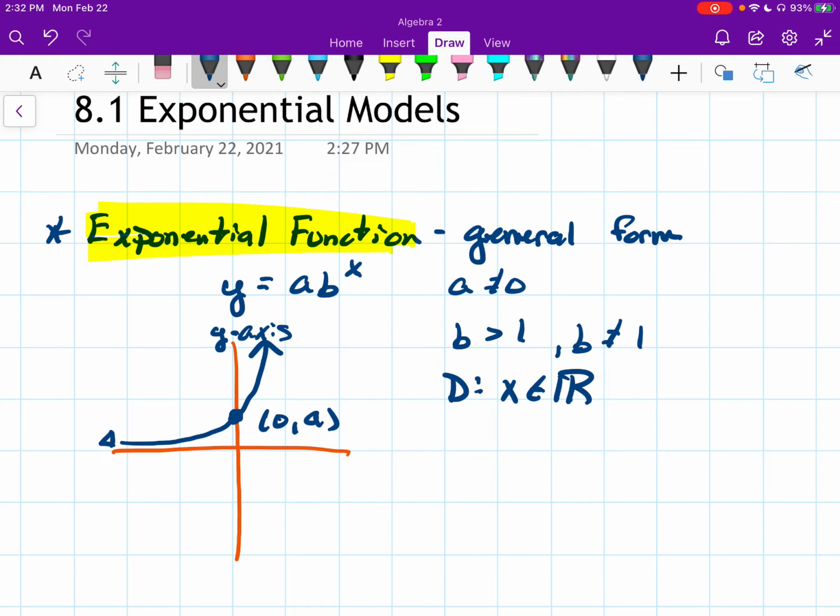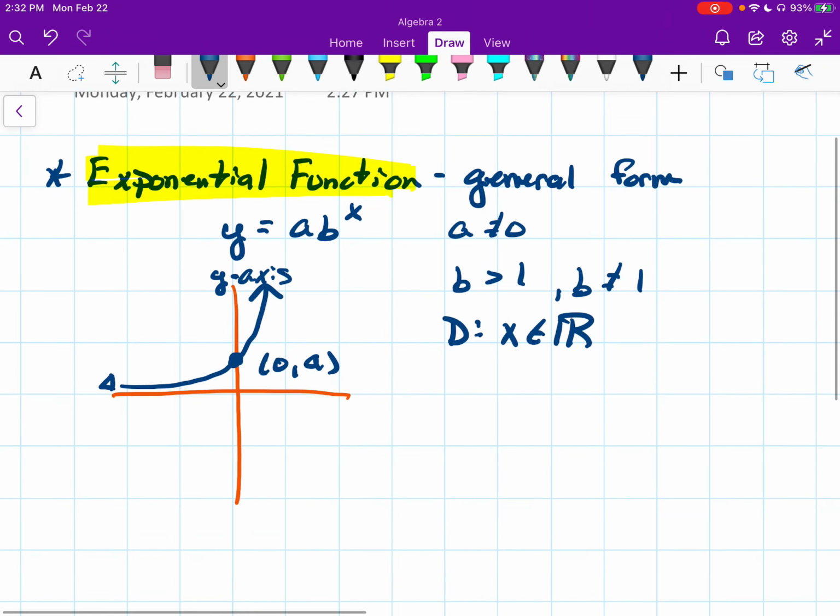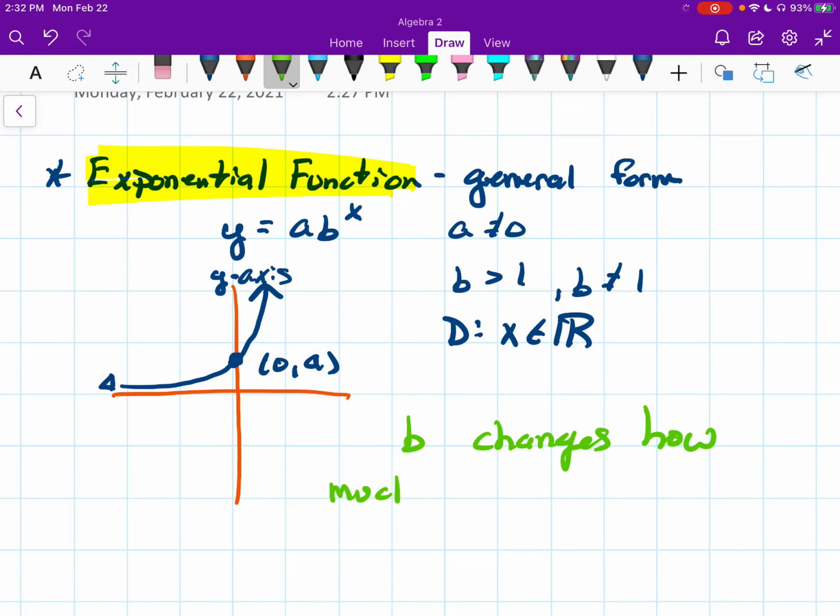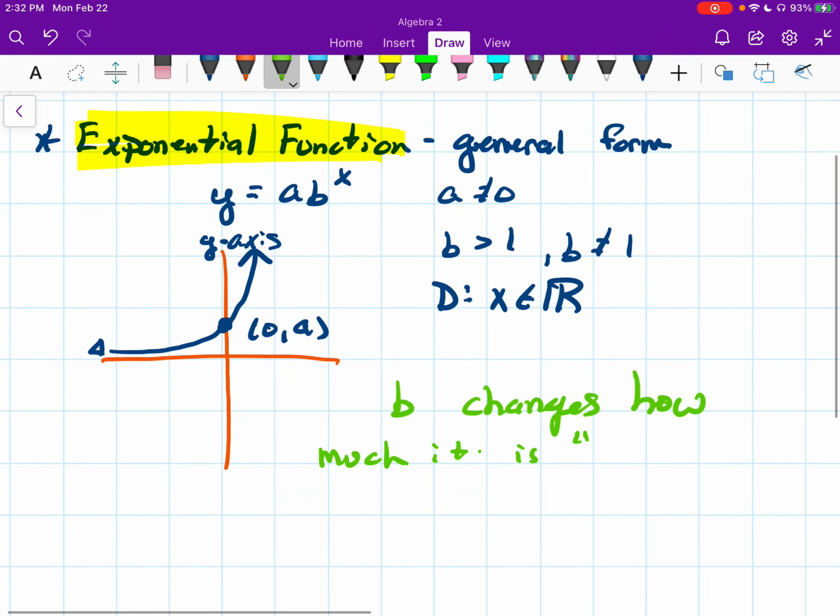So a, like I said, shows how high up or down. And b changes how much it is stretched or shrunk. We talked about that with parabolas and things like that. It's a little bit different, but it's mostly the same.